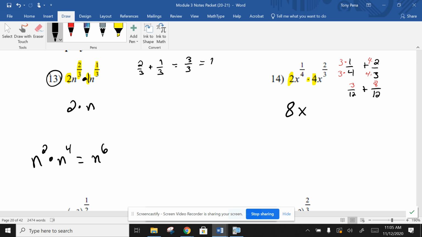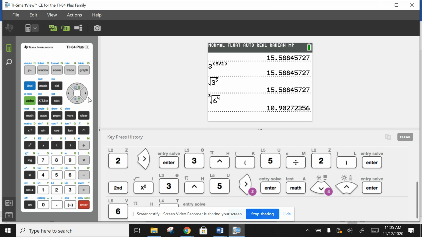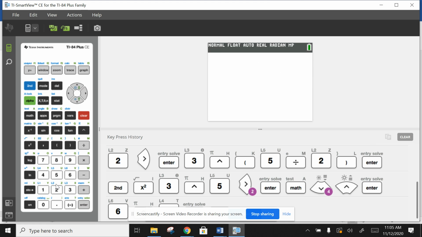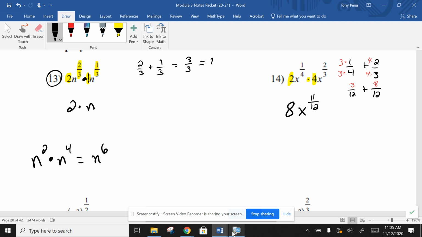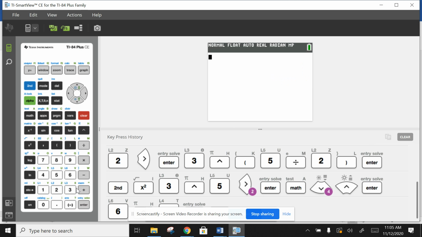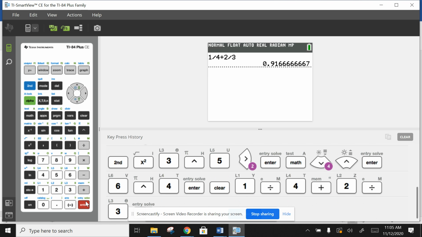So hopefully, if you did that, or if you plug it into your calculator, we really just get 3 plus 8, which is an 11, and then your common denominator of 12, so 11/12. Do not give me a decimal answer. If you do not know how to plug fractions into your calculator, it's what we just did here. So let me show you again. What was that? 1/4 and a 2/3. If you just do 1 divided by 4 and then do plus 2 divided by 3, it's going to give you that as a decimal.